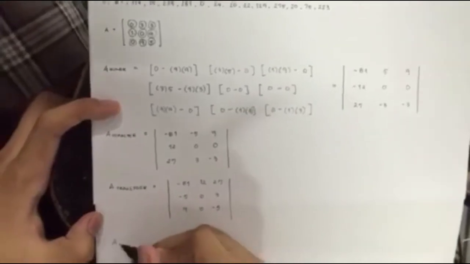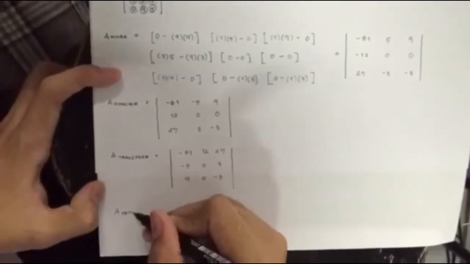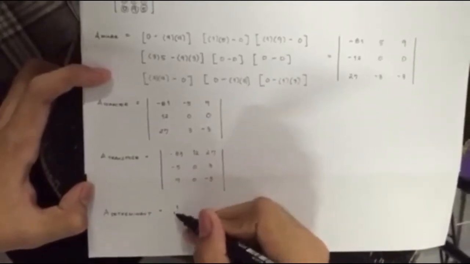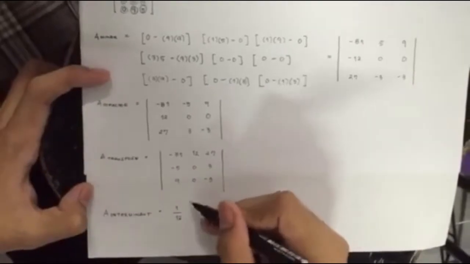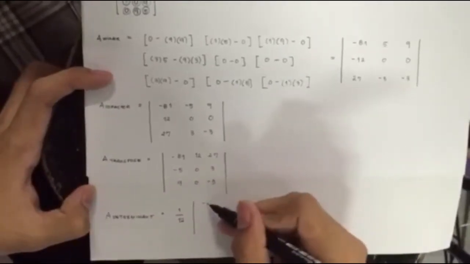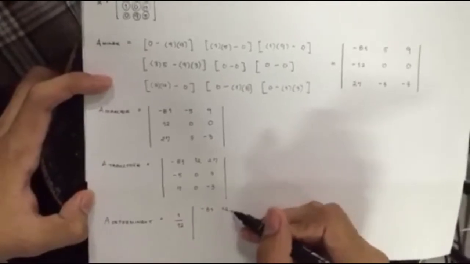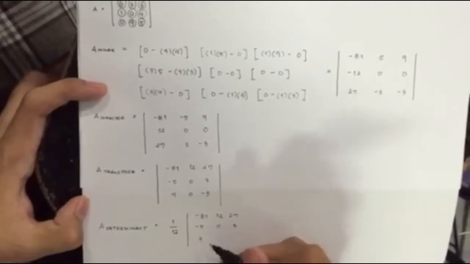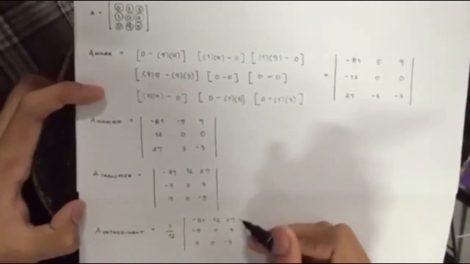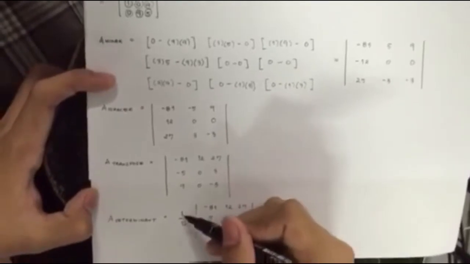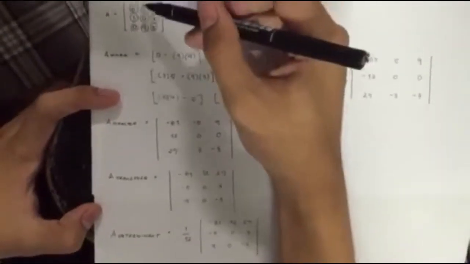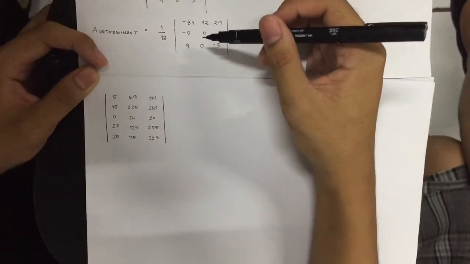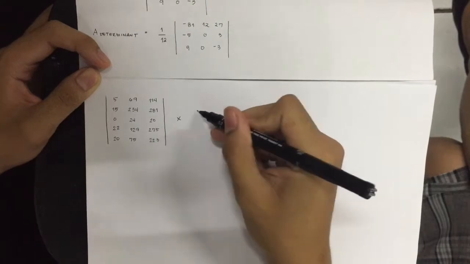So the inverse of A would be equal to 1 over 12 multiplied by the A transpose. You would get this value 1 over 12 by getting the determinant of A. Then we will multiply the inverse of A in this matrix.